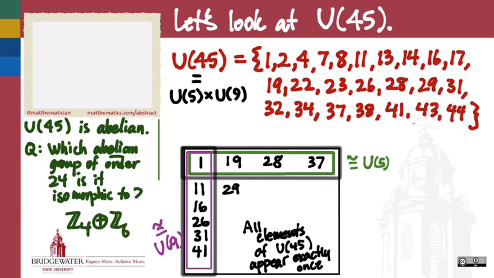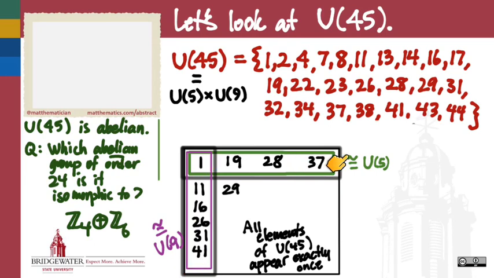But this is another way of understanding what's happening here, because just by taking these 4 elements and these 6 elements as the first row and first column, by multiplying an element from this row and from this column, we can get any other element of U45 in a unique fashion. So every element of U45 can be uniquely written as a product of something from this subgroup and something from that subgroup. Okay?